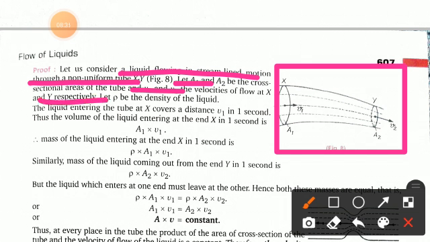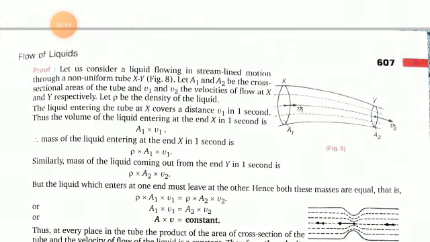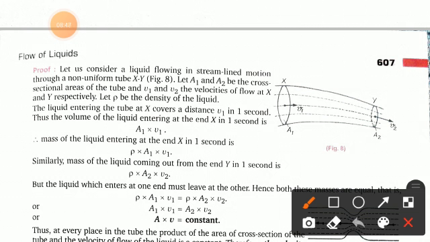Suppose ρ is the density of the liquid. The liquid entering at this point X covers a distance v1 in 1 second. Thus the volume of the liquid entering at the end X in 1 second is A1 multiplied by v1. So the mass of liquid entering at the end X in 1 second is how much? ρ multiplied by A1v1.